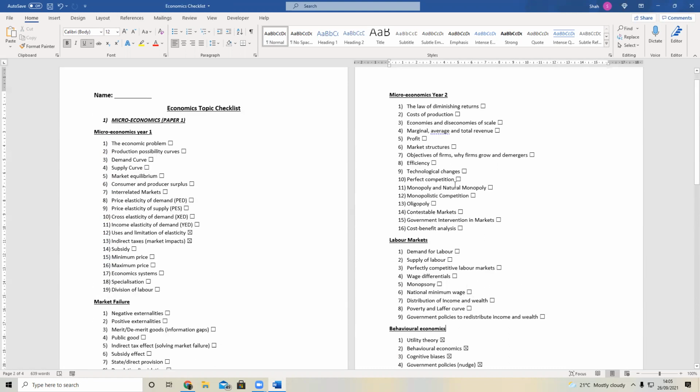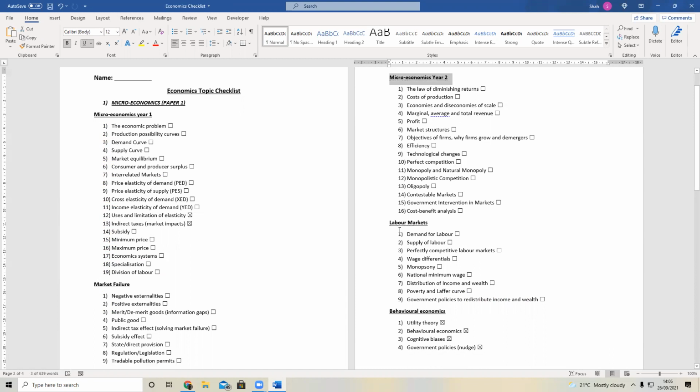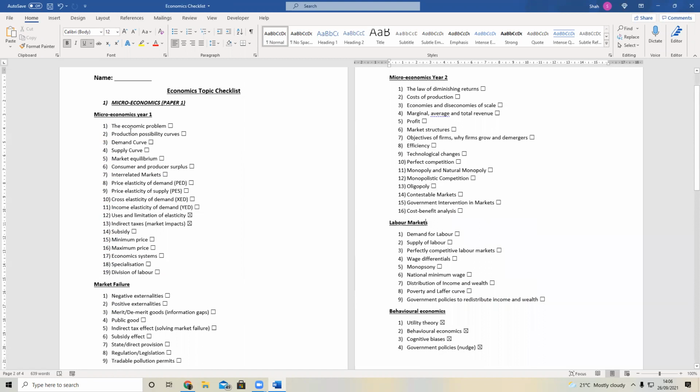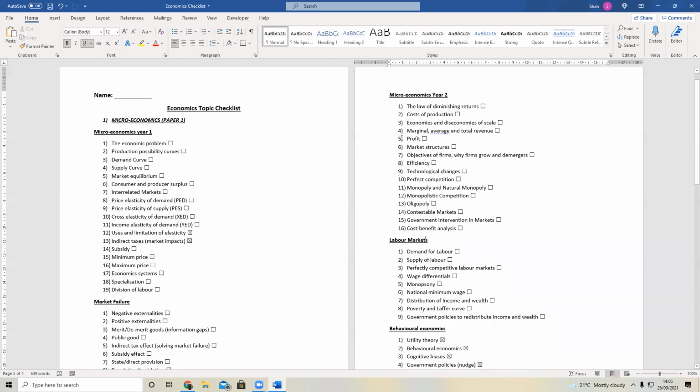What we've got left for the rest of micro for your paper 1 this year is micro year 2 content, so 1 to 16, and then another topic called labor markets, which is 1 to 9. We're going to go through all of these. Now, it looks like you've done most of it, right? But actually, in micro year 2 and labor markets, there's a lot of content that we need to go through.